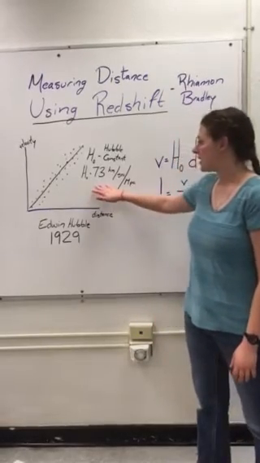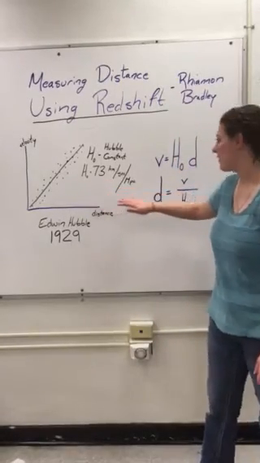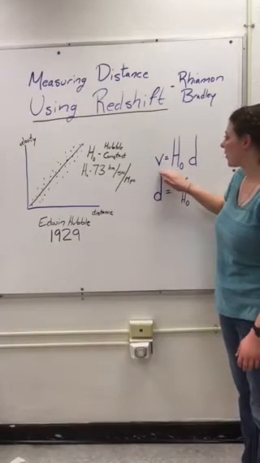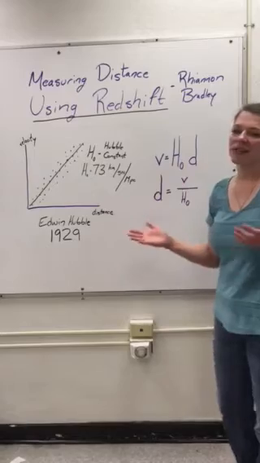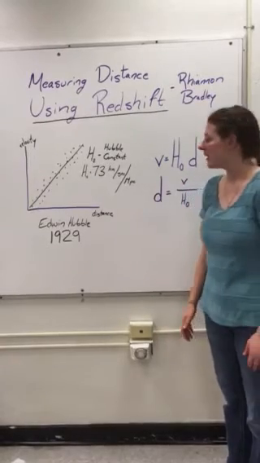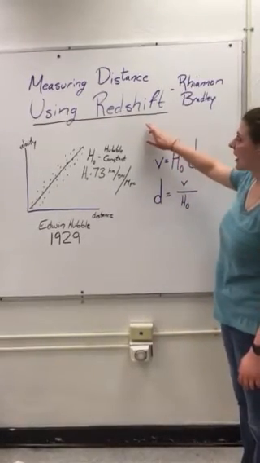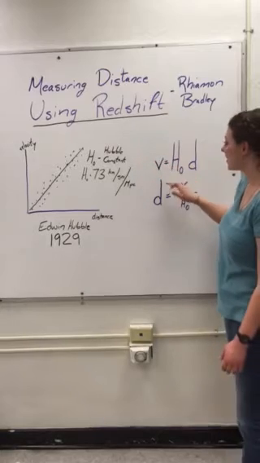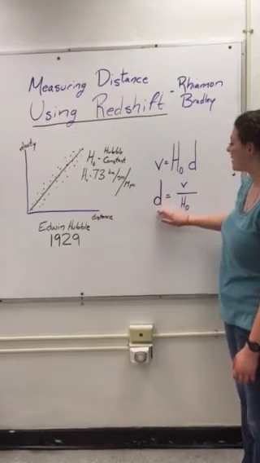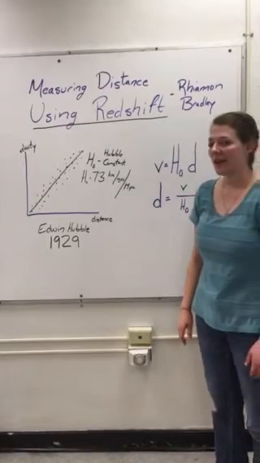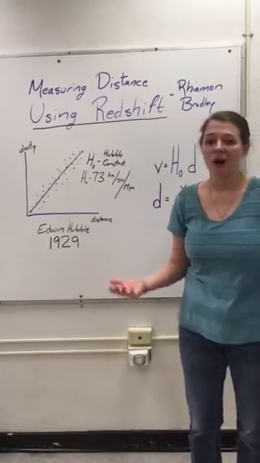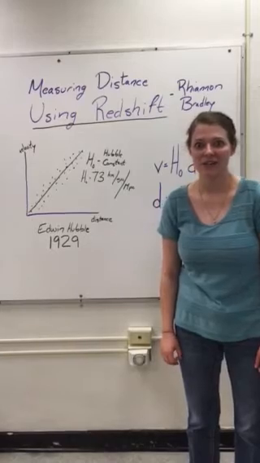Now we can use this constant that he discovered by putting it into this equation where velocity equals the Hubble's constant times distance. And velocity is kind of another way of using redshift. And now as we use redshift to measure distance, we can switch this equation around to be distance equals the velocity divided by the Hubble's constant. And by using that, we can figure out how far away objects are from us in the universe.